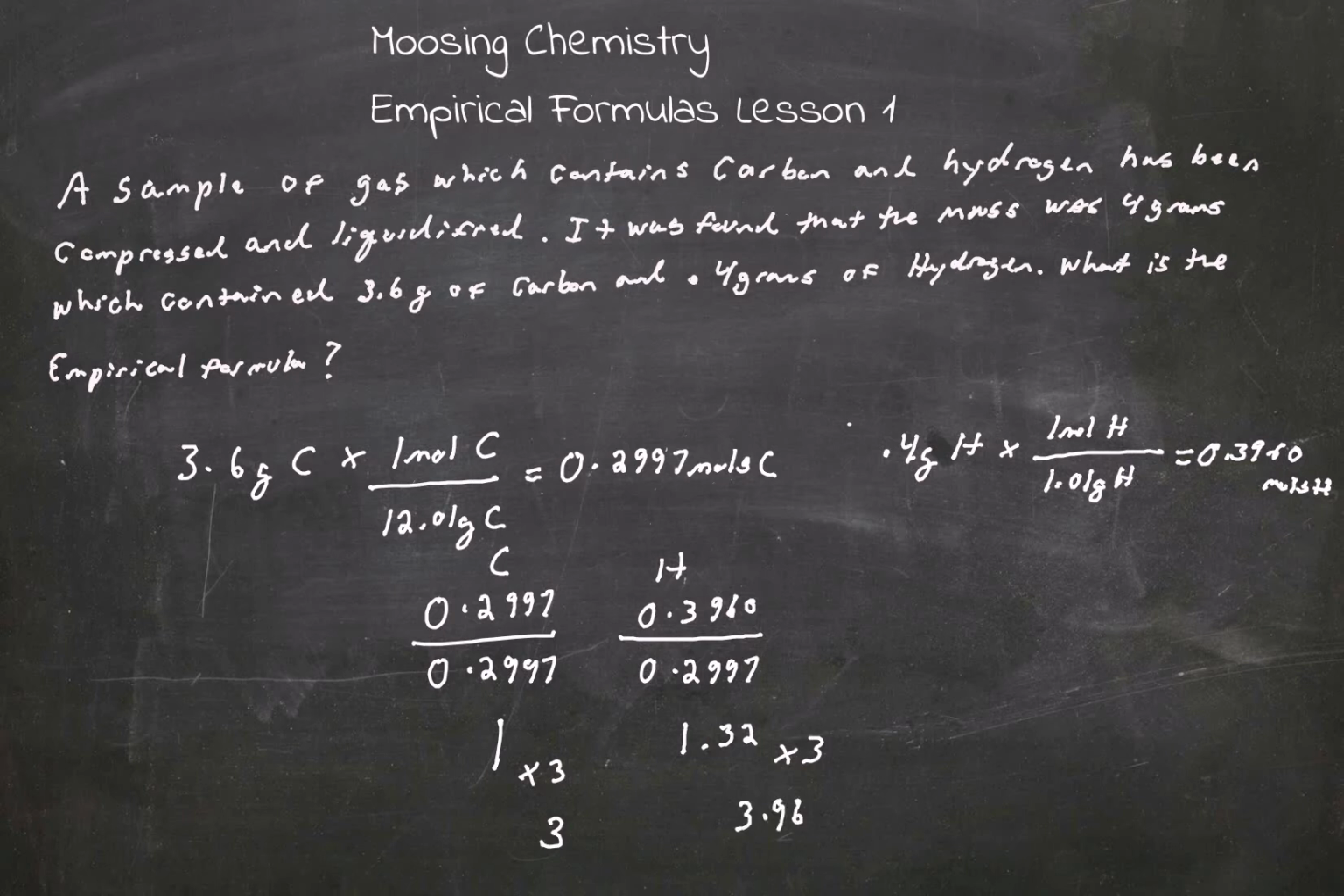Well, 3.96 is going to round to what? It's going to go to 4. All right. So that's going to go to 4 there. So now this is going to be C3H4. That's the empirical formula. So if you look that up, you'll find out that that is the hydrocarbon propyne, which is propadiene.